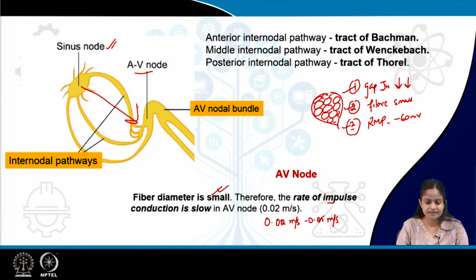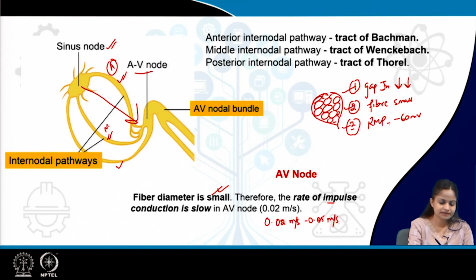Before that, there are three nodal pathways between the SA node and the AV node. Initially, it was thought that the impulse from the SA node to the AV node traverses across the atrial myocytes, but later the ultrastructure has shown there are three nodal pathways between the SA node and the AV node. The first one is the anterior internodal pathway, the middle internodal pathway and the posterior internodal pathway.